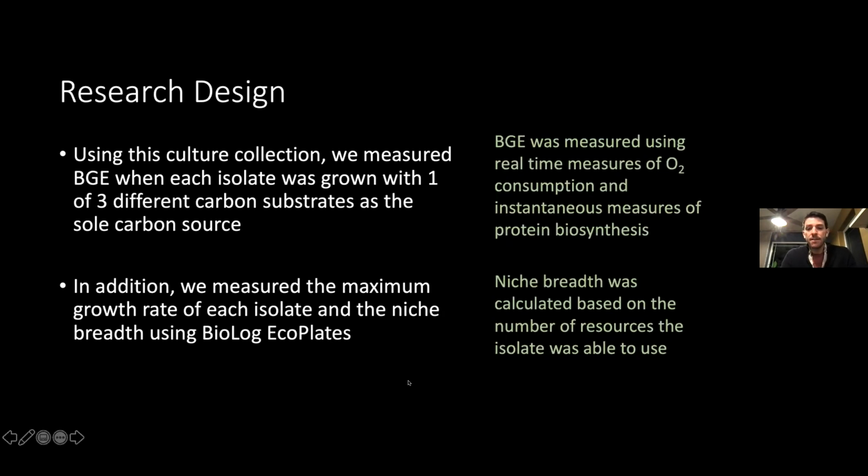For BGE, for growth efficiency, we measured this using real-time measures of oxygen consumption using the PreSens system, and continuous instantaneous measures of protein biosynthesis using a tritiated leucine assay. The niche breadth was calculated based on the number of total resources an isolate was able to use, standardized for the total it was queried against.